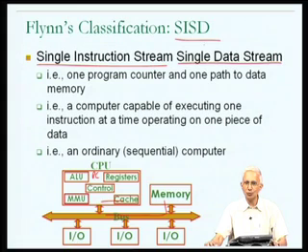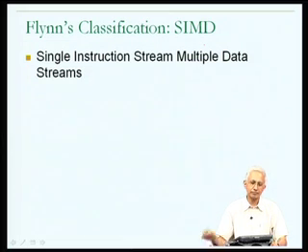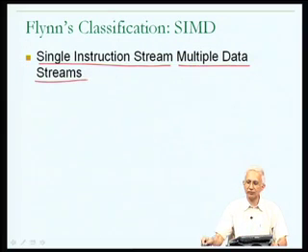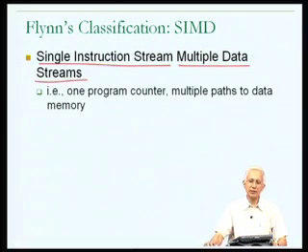That leaves just two elements in Flynn's classification to discuss, SIMD and MIMD. So let's look at SIMD. So an SIMD computer would be one that has a single instruction stream and more than one or multiple data streams. And what it means to have a single instruction stream is that it has one program counter, but multiple data streams means that there are multiple paths to data memory.